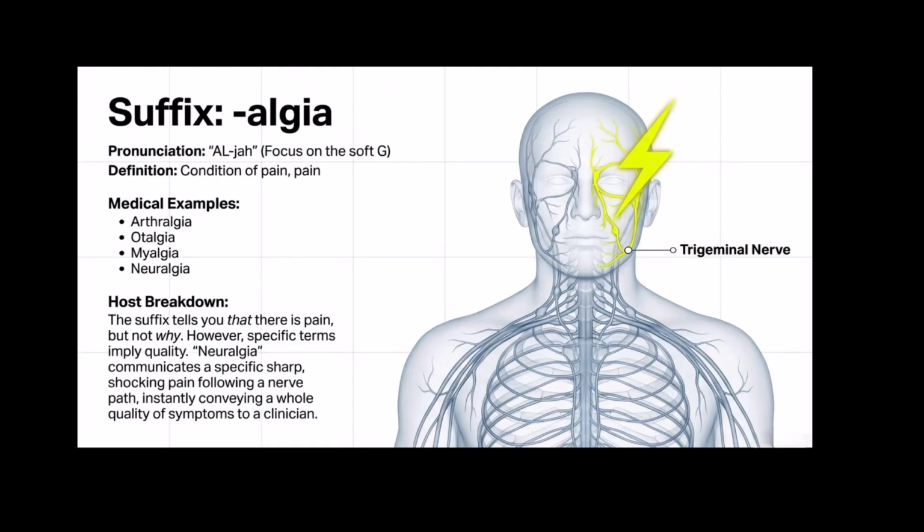All right, first up on the list is algia. Pronounced algia. That's with a soft G. And the definition is, well, it's simple. Pain. Right. It just tells you there's pain. It doesn't tell you why, just that something hurts.